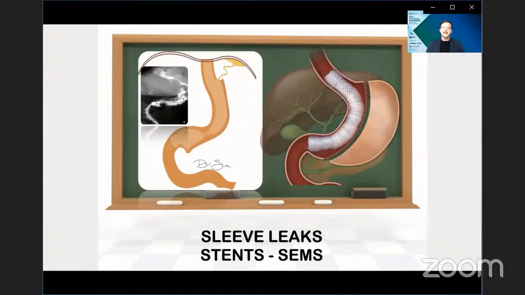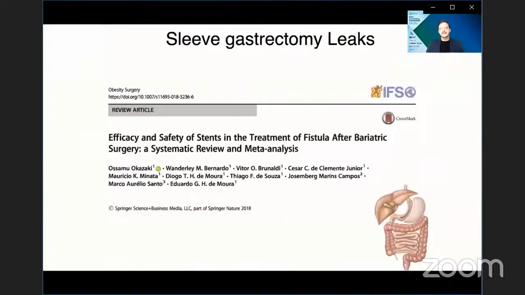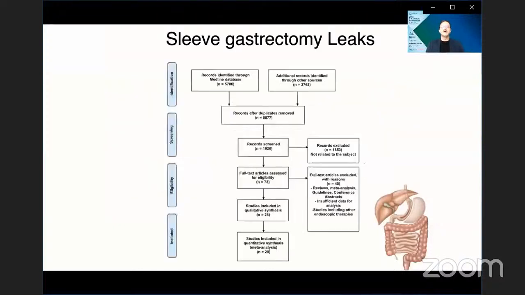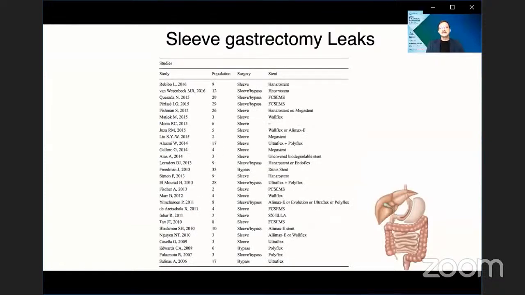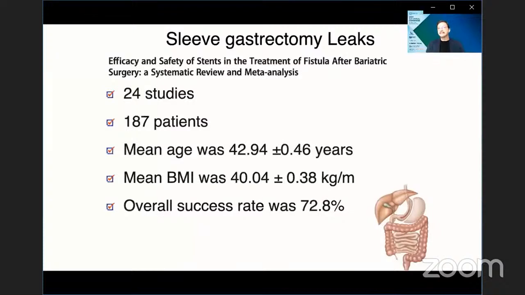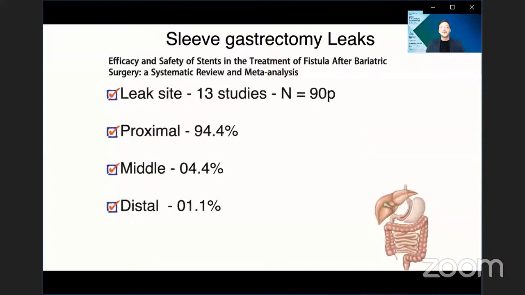So this is the old one, and more readily available to do that. If you just look at the use of stents, like this meta-analysis done at São Paulo University that ended up evaluating 28 articles, you can see that the trouble begins with so many different names and types of stents. But it doesn't matter if you use any kind of stent, the overall healing rate is 72.8% in those 187 patients.